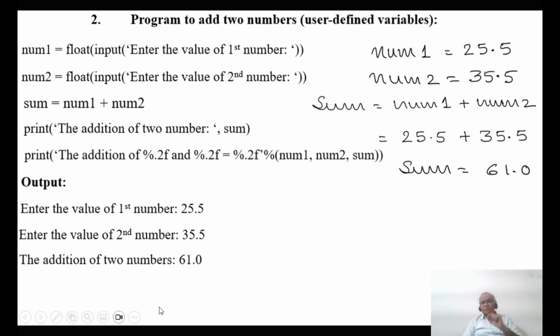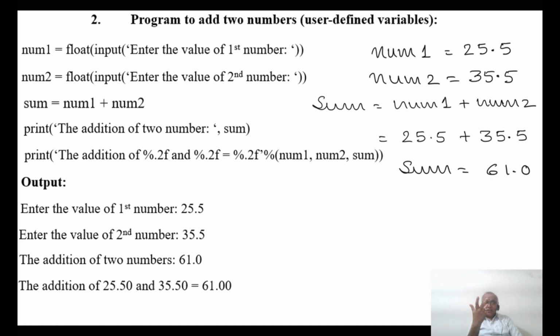So there is one more format in which I can write the sum value. For that, the addition of two numbers of %0.2f and %0.2f equals %0.2f within quotes, then % num1, num2 and sum. So this is how I will be able to write the execution of the print statement.